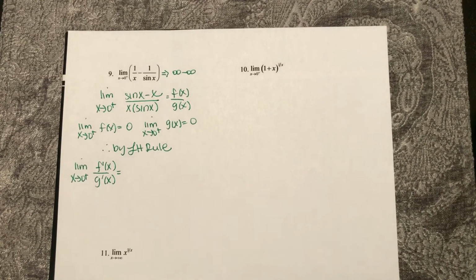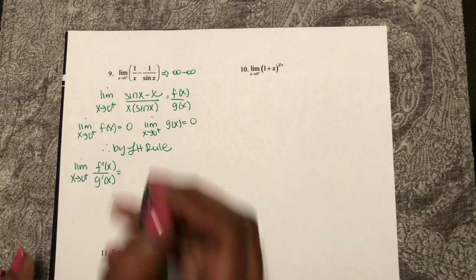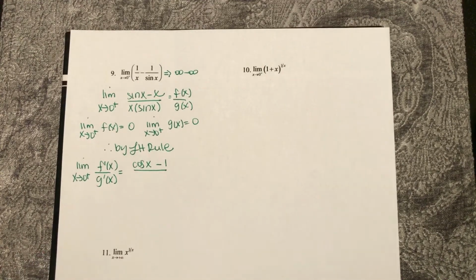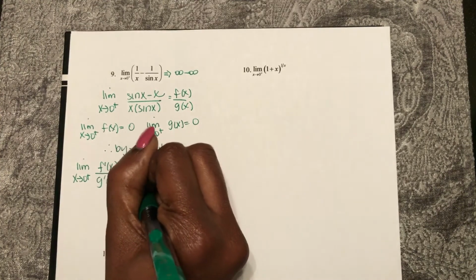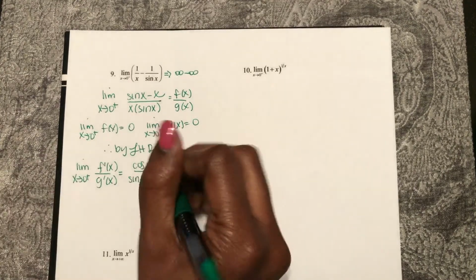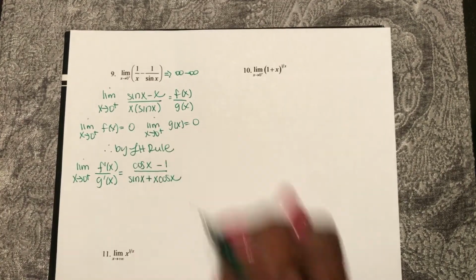Now, what's f prime of x? Well, the derivative of sine x is cosine x, and the derivative of x is 1. And what's the derivative of g of x? Product rule. Well, the derivative of x is 1, so we have sine x plus the derivative of sine x is cosine x, x cosine x.